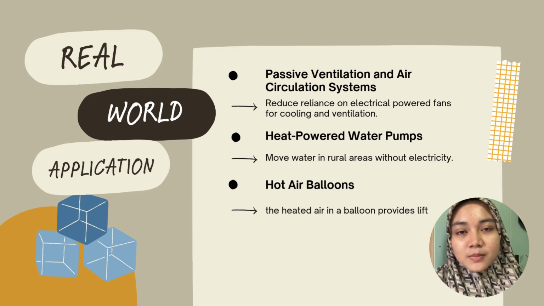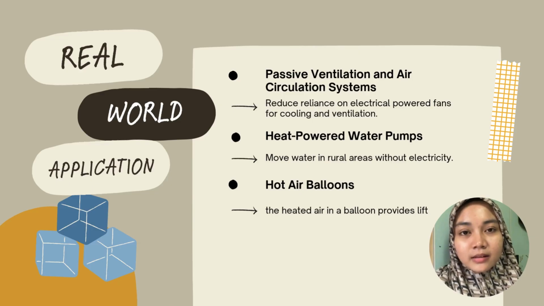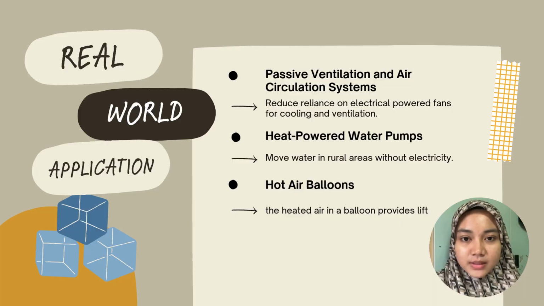The first application is passive ventilation and air circulation systems. In buildings, warm air naturally rises, creating airflow without the need for a mechanical fan. These principles are usually used in ventilation design for homes, greenhouses, and also industrial buildings. It is to improve the air circulation and also to reduce the reliance on electricity. Our project demonstrates the same principle, where the heat from the candle creates airflow that moves our turbine, just like how temperature differences help move air in a ventilation system.